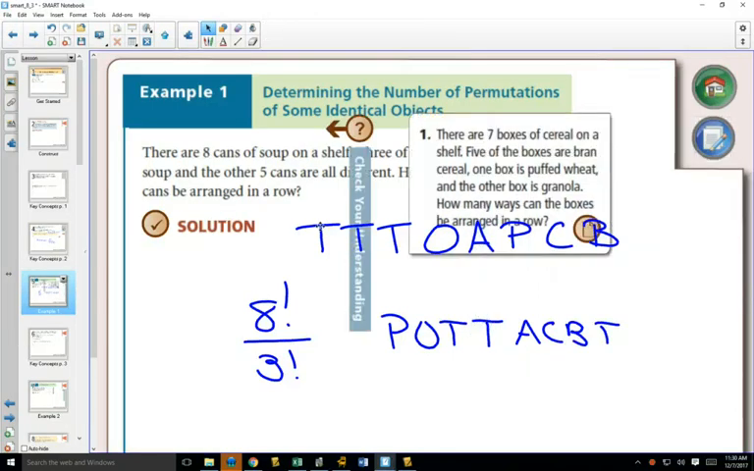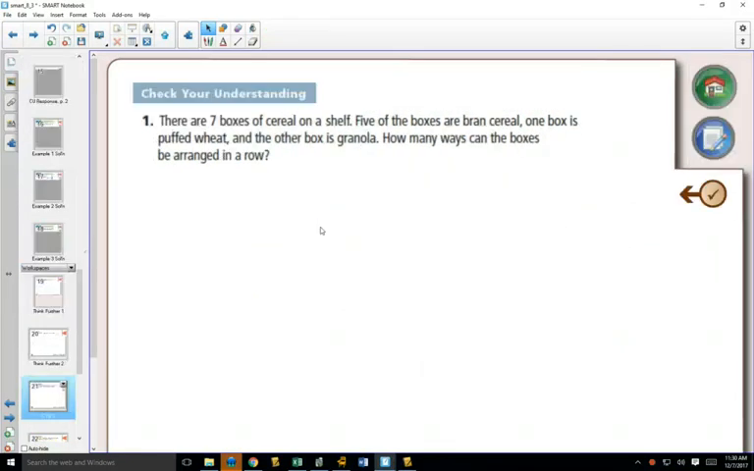Let's try the one off to the side. See another question that has identical objects. 7 boxes of cereal on a shelf. 5 are bran, 1 is puffed wheat, and the other box is granola. It's an identical objects question because you have 5 of the same thing. How could you represent this?